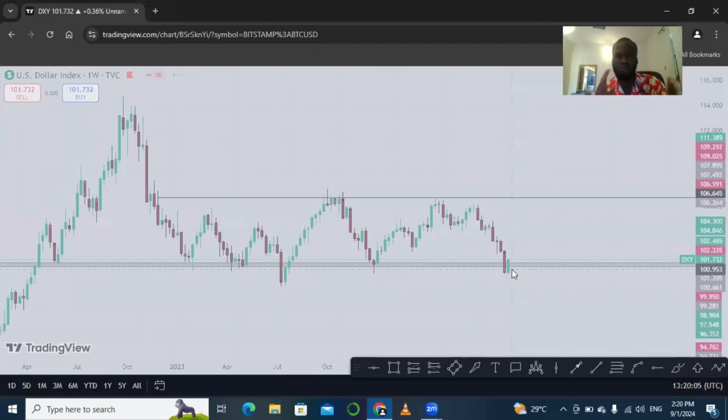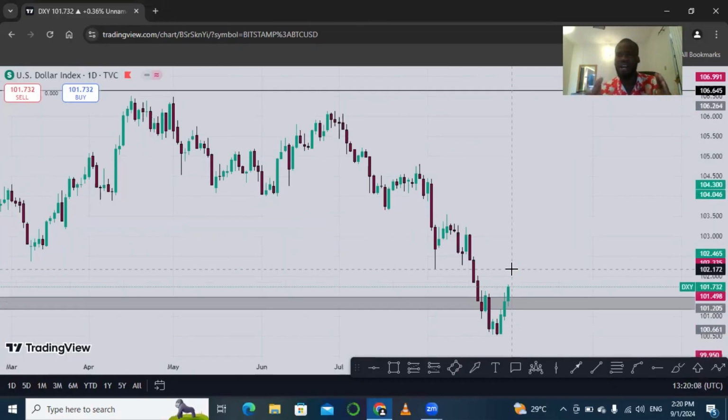So this is my thought process. This is how I analyze the chart. This is how I do my top-down analysis. I start from the monthly. I analyze and see what the monthly time frame is saying. Then I come down to the weekly time frame and see what the weekly time frame is saying. Then the daily time frame is where I do my entries.